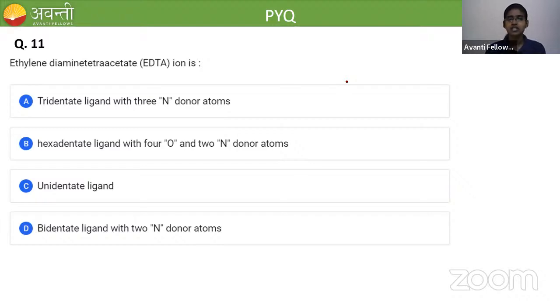EDTA 4 minus is which type of ligand? Can you guess? JNV Nizamabad and JNV Visakhapatnam, can you guess the answer? Very, very easy question for you guys. Can you guys guess the answer? Any one of you? Or the students who are watching from YouTube, you can also give me the answer.